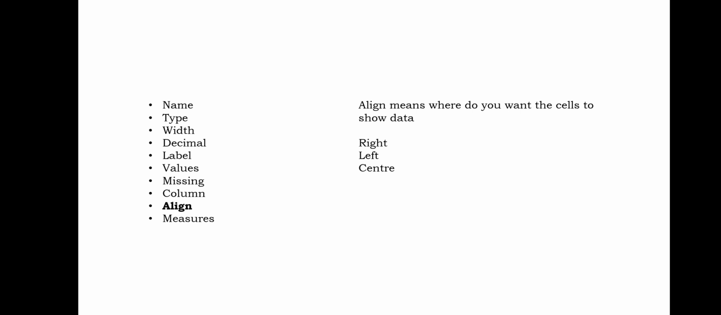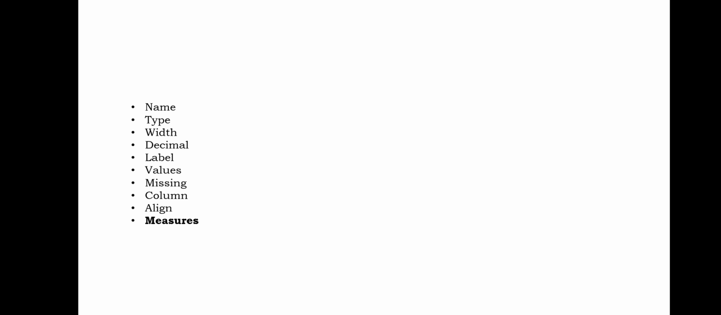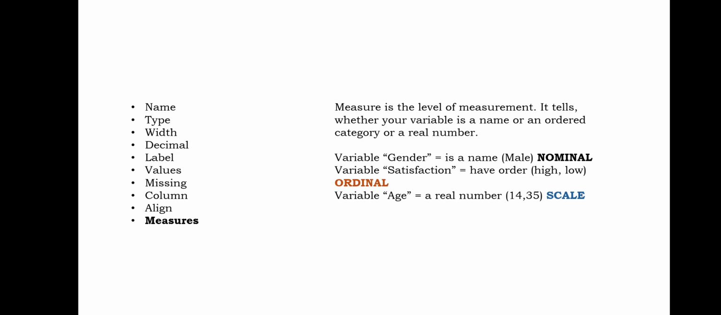And the last column of variable view is measure. Measure is very crucial in SPSS. Every data has some quality with which it is measured. Let's see with an example. For example, gender is only a name. If your variable has a level of measurement that is only a name, then you call that variable a nominal measure. If your variable is satisfaction, it can have orders. It can have low satisfaction, high and medium.